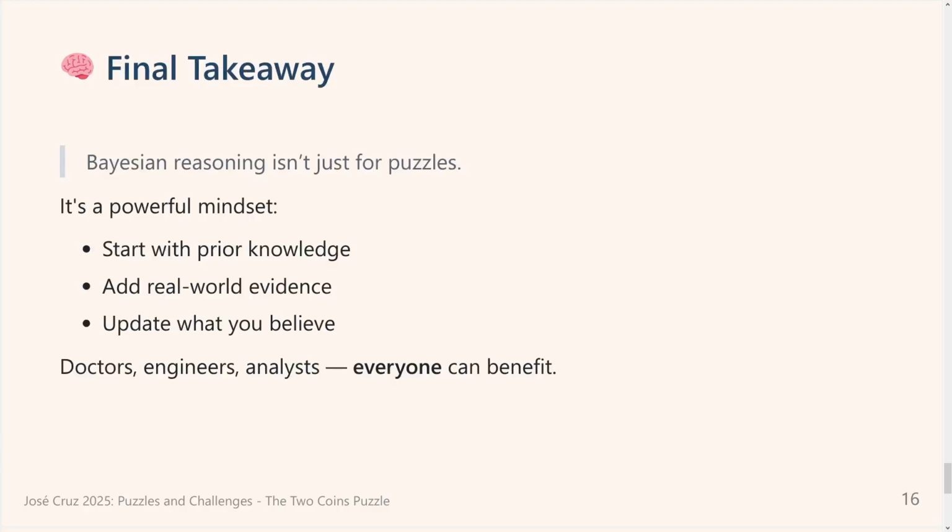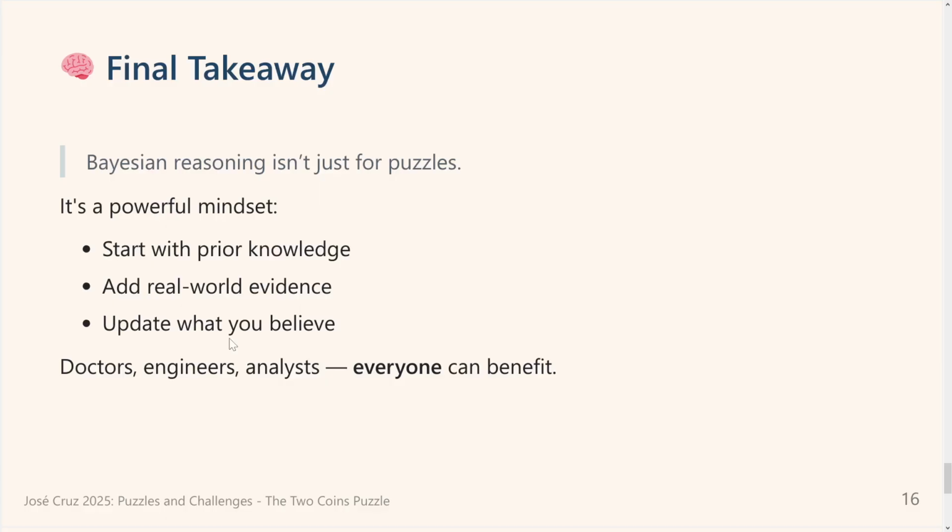So final takeaway, Bayesian reasoning isn't just for puzzles. As you can see, it's a powerful mindset. And again, I really like this sentence. It's a powerful mindset, the way you think about the problems. Start with prior knowledge, because it takes the prior knowledge that you already have. You add some real world evidence, something that can change the probability, something that can challenge your prior knowledge and update what you believe. So now you think on the system differently after you get these values.